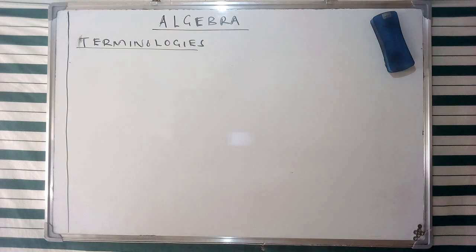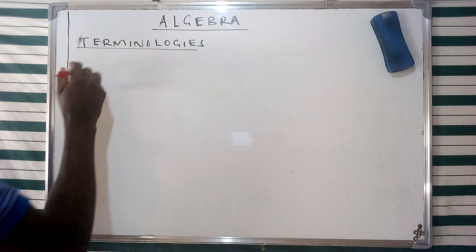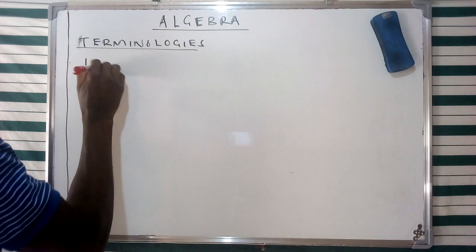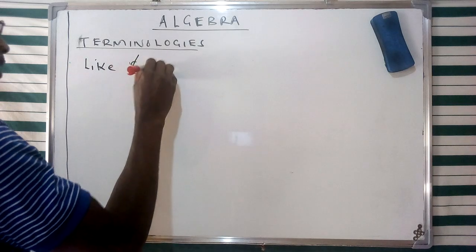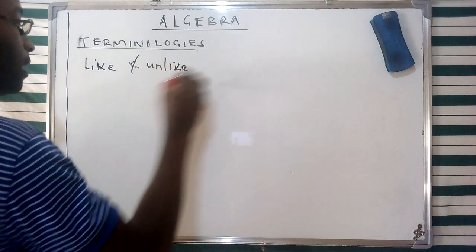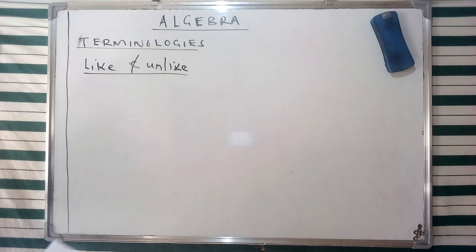Guys, in this specific video, we're going to look at additional terminologies which are going to be used in the concept of algebra. And of course, I've talked about the concept of terms in algebra. So therefore, we're going to have what we call like and unlike terms. And in this particular case, whenever we talk about the concept of like terms, these are going to be the terms which are going to have the same literal factors.